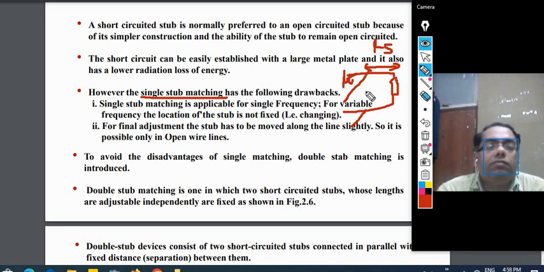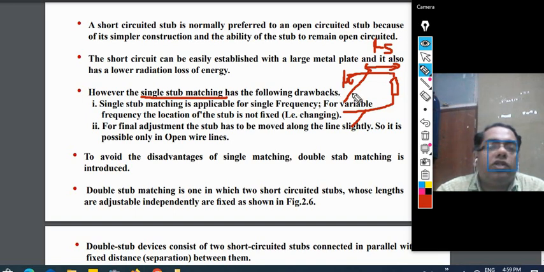and we have to keep moving the stub all the time. So these are the two things which are a drawback. And also the location of the stub changes with frequency. If we change frequency, then the location will change.